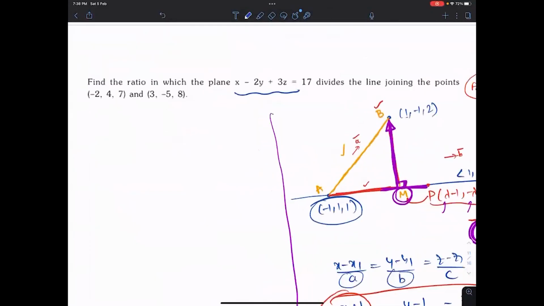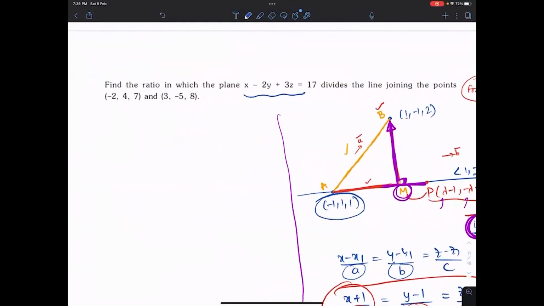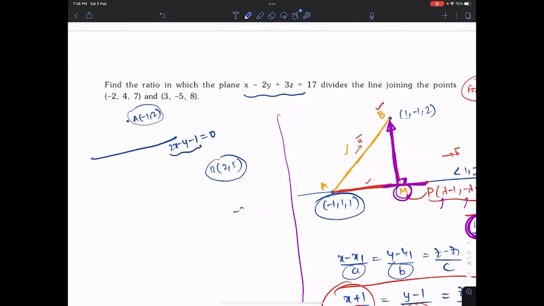Coming to this question, the ratio in which the plane, in 2D you have learned, no? If you have a line 2x minus y minus 1 equal to 0. Let's say if I have 2 points, one point is minus 1 comma 2. Another point, let's say B is 2 comma 5. Now these 2 points will be on the same side or opposite side. You will substitute the point in the left hand side, that line expression. If I substitute minus 1, 2, I will get minus 2, minus 1, negative. If I substitute 2 comma 5, I will get 4 minus 5 minus 1, negative. Both are same sign, so both will be on the same side.